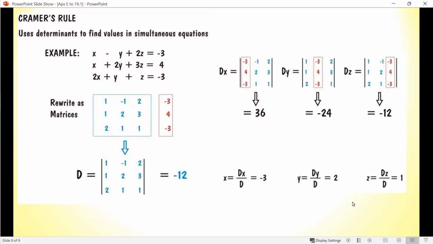So that's how Cramer's rule works, and that is another way to solve systems of equations in 2 and 3 variables. And determinants in general, using the determinant of the coefficient matrix, can tell us whether or not we can find a solution at all, which is sometimes a good first step. All right, that is Appendix E, determinants and Cramer's rule.